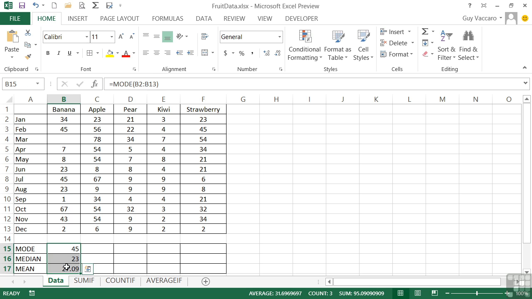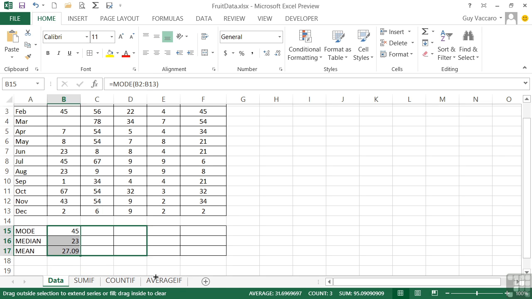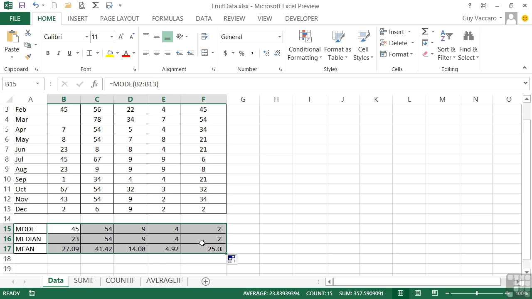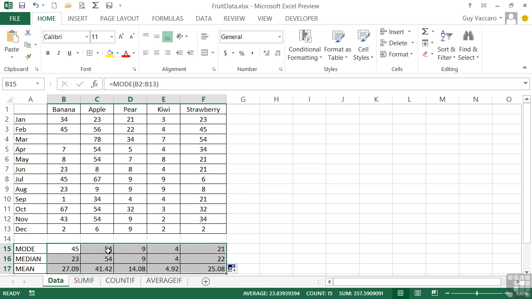We can then take all 3 of those and replicate them across all of our different fruit. And we find it returns obviously different values. Everything is relative. Now there is one little caveat with the mode. If there is no mode, if there is no recurring number, so we have 9 there as the mode because it happens 1, 2, 3, 4 times.